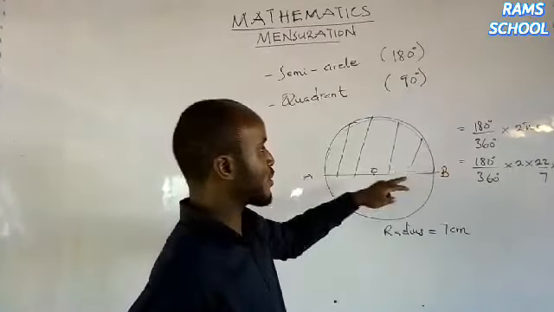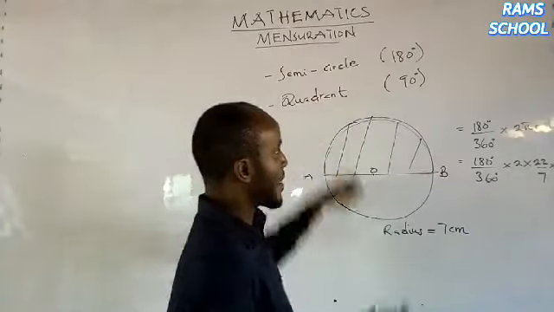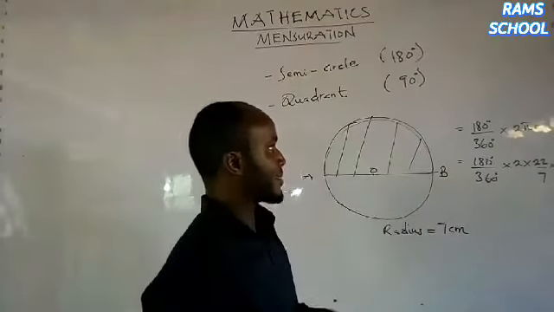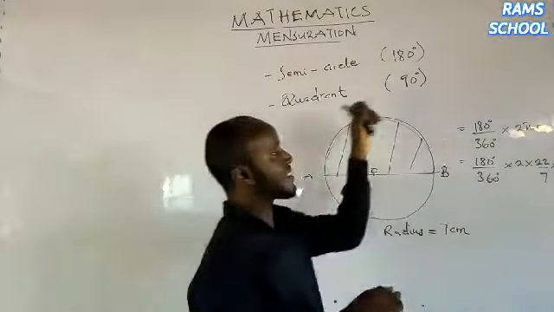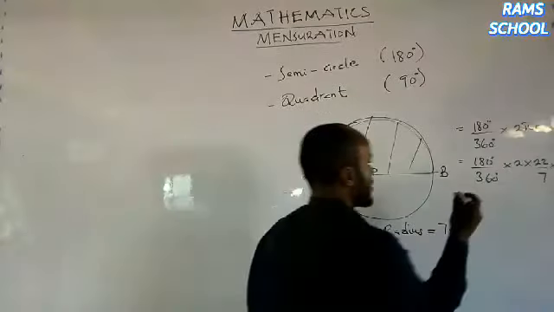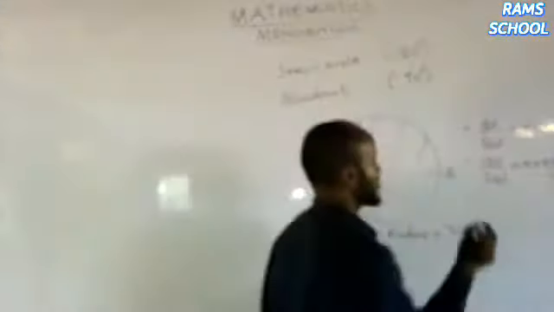So please take note of semicircle and a quadrant. But let me add this, that the circumference of the semicircle, let's solve to see what I'm talking about.